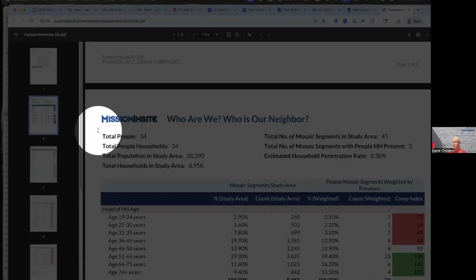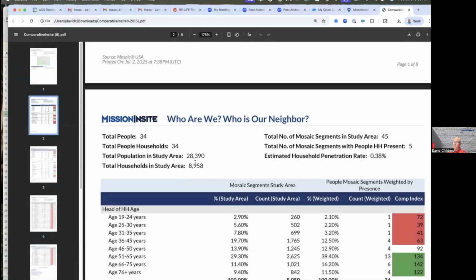It's showing me the total number of congregants in this shape, the number of households, and the total population in the study area. There's only 34 households, but there are almost 9,000 households in that shape. There are 71 mosaic segments in Experian. There are 45 different ones in this neighborhood. Wow, that's crazy. 45 different mosaic segments.